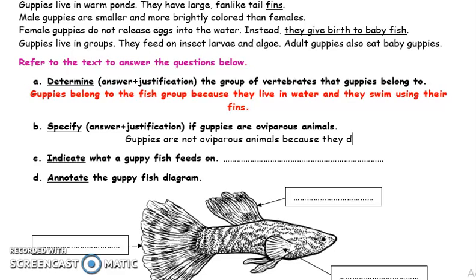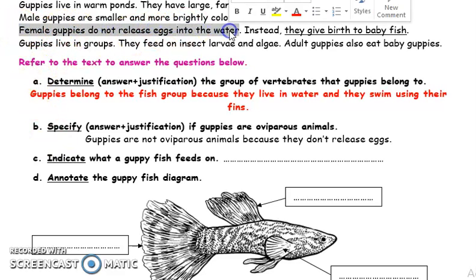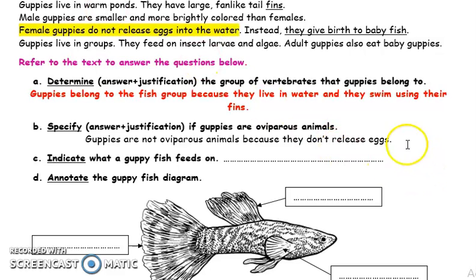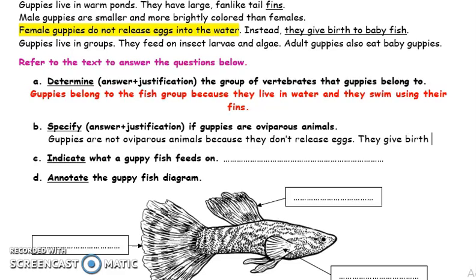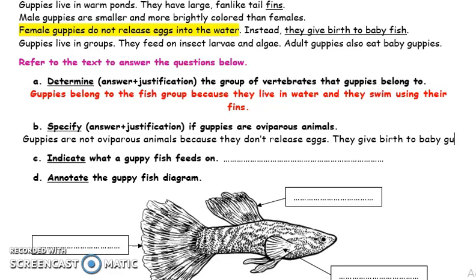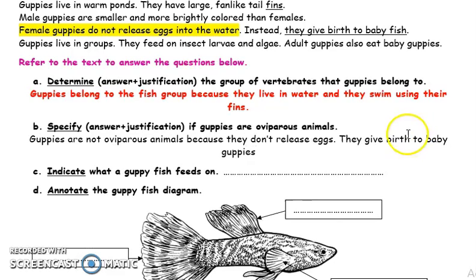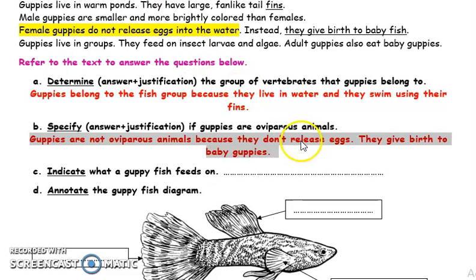Don't forget to tell why. Because they don't release eggs. Look, females do not release eggs. They give birth to baby guppies. So they are not oviparous because they give birth and they do not lay eggs.